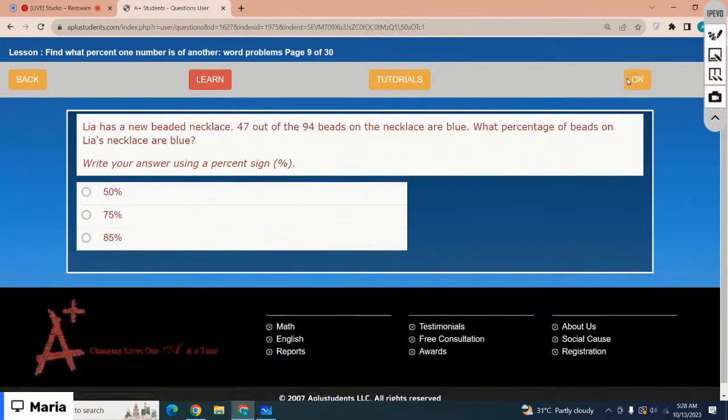Leah has a new beaded necklace. 47 out of 94 beads on the necklace are blue. What percentage of beads in Leah's necklace are blue? Which is the correct option?